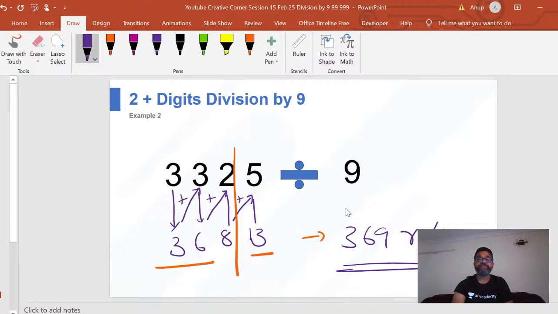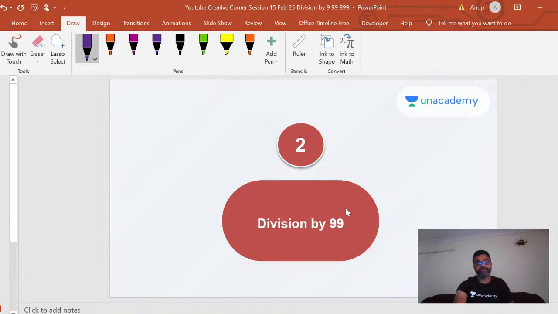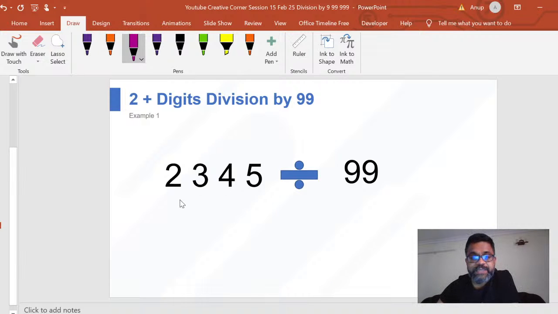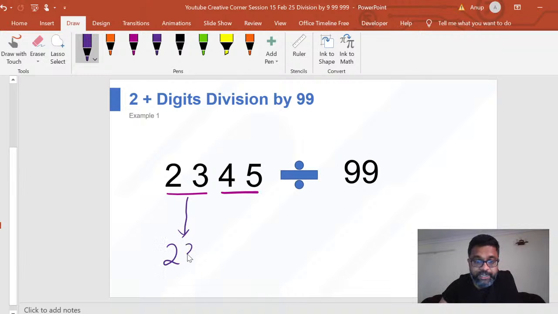Now we will see division by 99. Okay, this is also going to follow the same pattern and nothing else changes, but there's one small difference. The only thing is you can't simply bring it down. You got to see how many digits are in that divisor. 2, right? So you make pairs of 2. Now what you do is you bring both digits down, because you bring that pair down. So you bring 23 down, right?